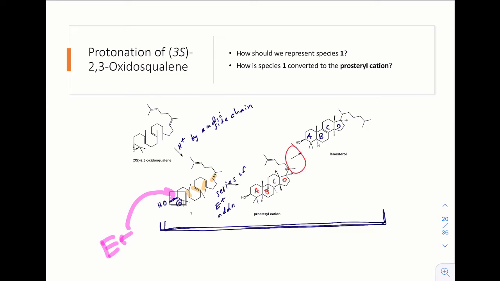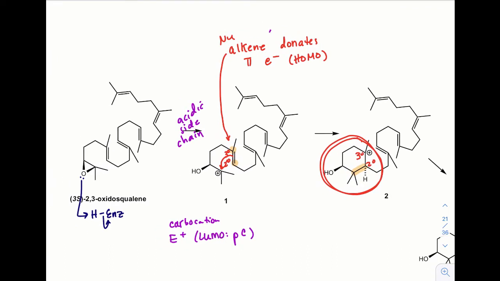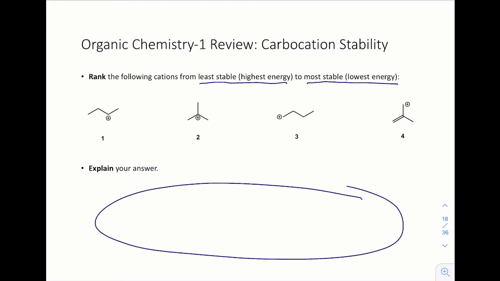And then this last arrow, what's going to happen here? Well, here we're going to have carbocation rearrangements. Beautiful cascade of hydride and methyl migration. So carbocation rearrangements to convert the prosteryl cation to linosterol. All right, so right now we're making the rings in the series of electrophilic addition reactions. And since carbocations are being formed in this process, as we just saw here, let's take a break and discuss carbocation stability. Go ahead and rank the following cations from least stable, which means highest energy, to most stable, which means lowest energy, and then explain your answer.